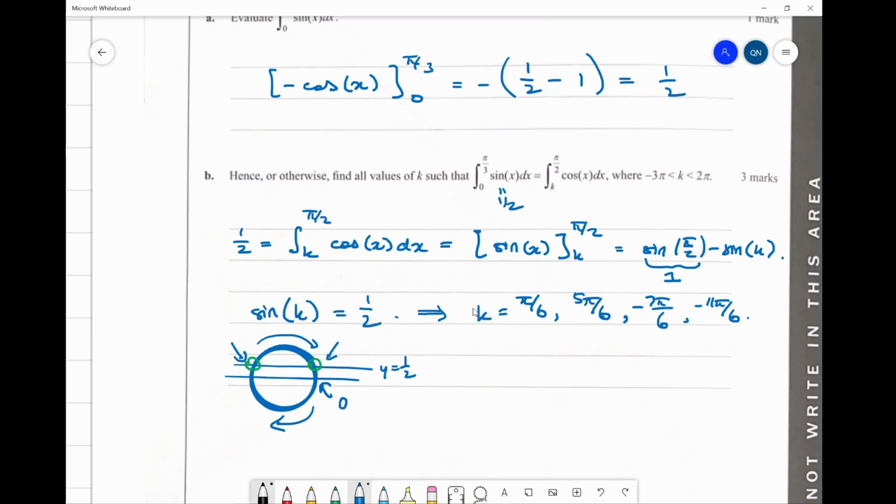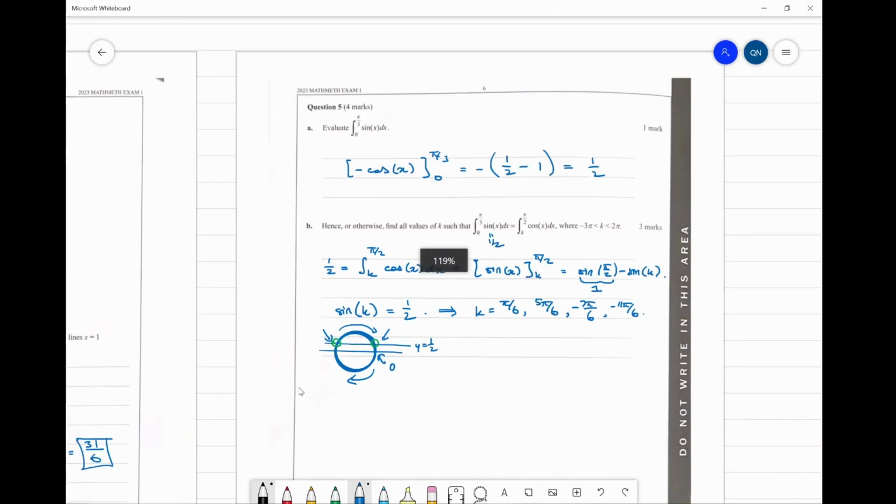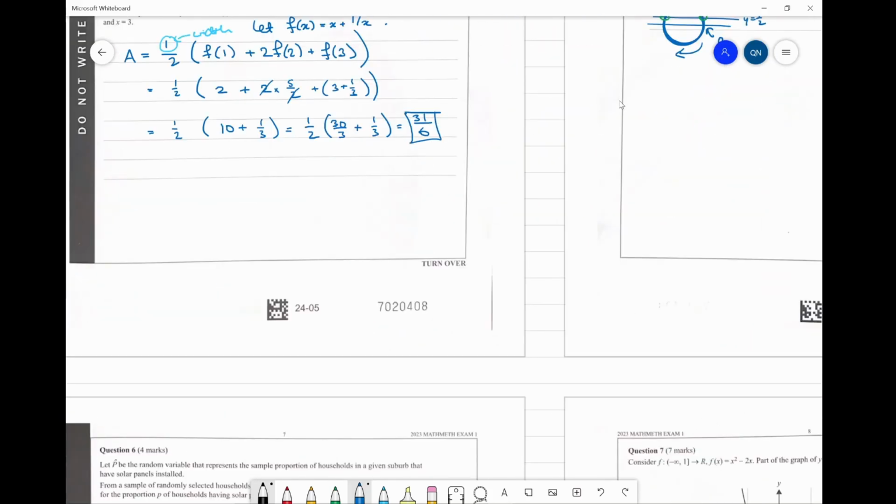And then I don't believe you can keep going any further, because once you do a full revolution backwards, you're already at 2 pi, and we're only allowed to go to negative 3 pi. So negative 3 pi would be an extra half revolution here, and you're not going to pick up any more solutions with another half revolution. So I believe these should be all the solutions for part B. Okay, so question 5, not too bad.